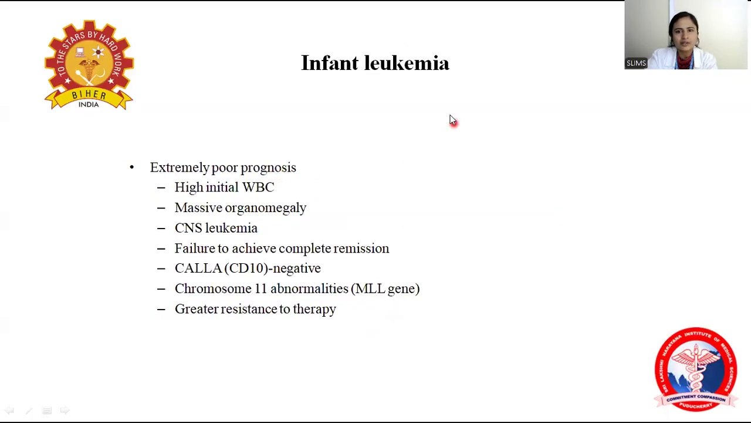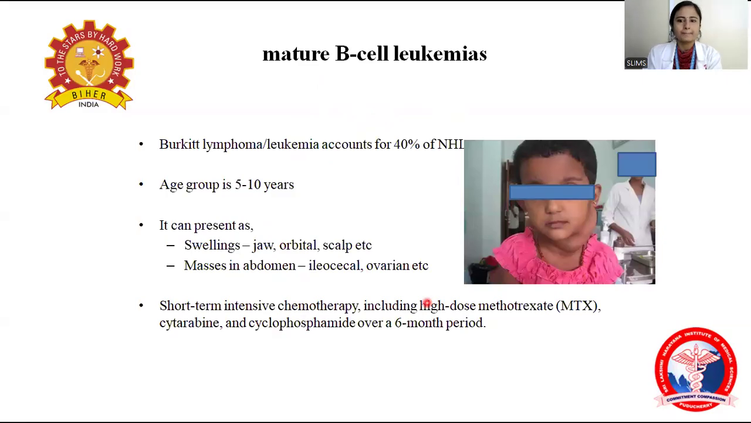So what are the factors of extremely poor prognosis in infant leukemia? If they have an initial high white blood cell count, massive organomegaly, CNS involvement, failure to achieve complete remission, CD10 negativity, chromosome 11 abnormalities, that is MLL gene rearrangement, and greater resistance to therapy, they will have an extremely poor prognosis.